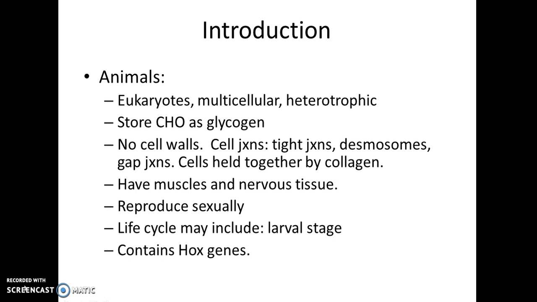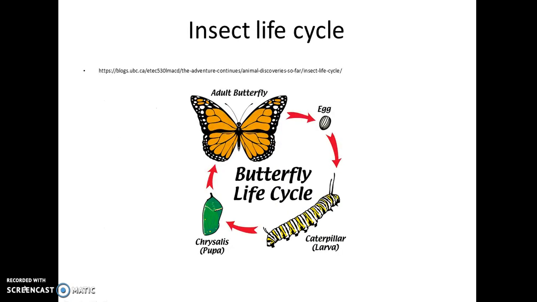We have muscles and nervous tissue. We reproduce sexually, and we have a life cycle that may include a larval stage, and we'll talk about that in a moment. And we have Hox genes, and those code for transcription factors, which can turn on a set of genes at the same time. Other organisms do not have Hox genes. We do.